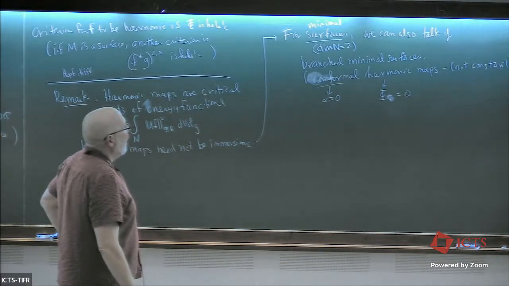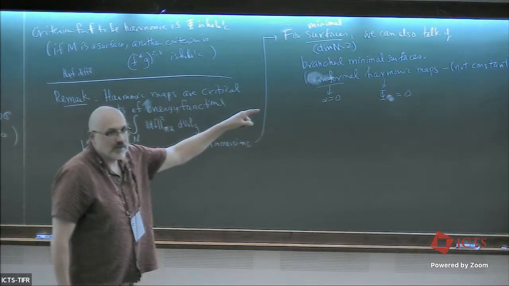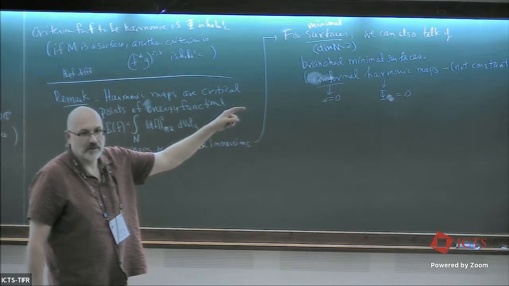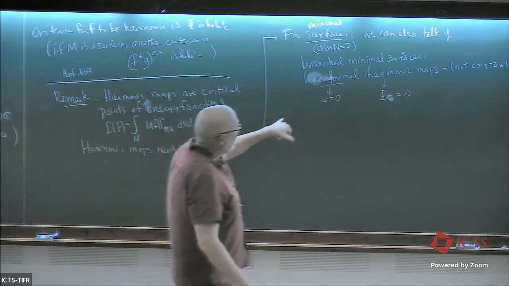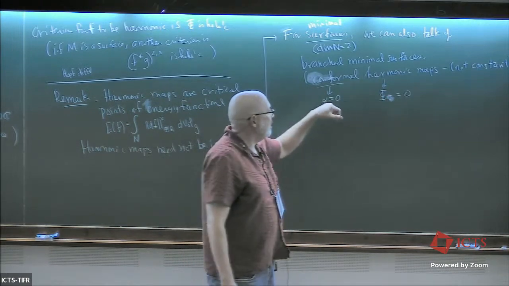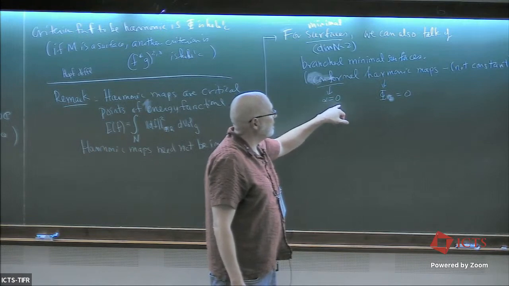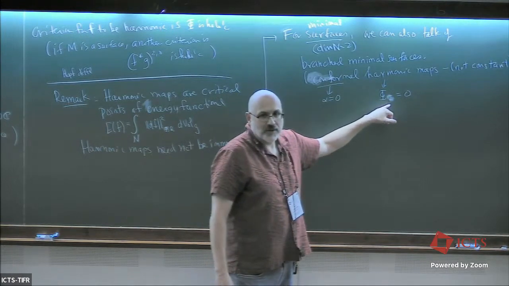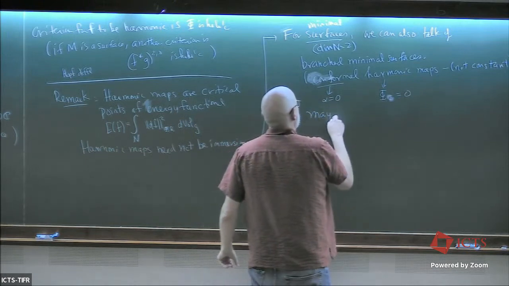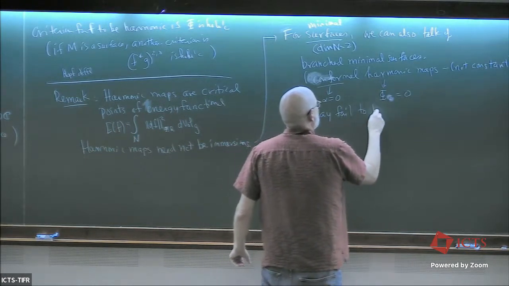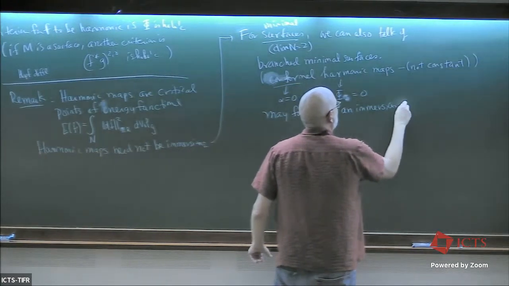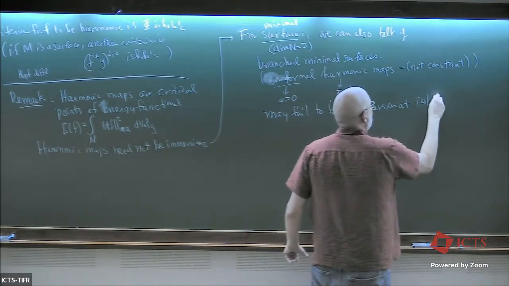And so these two conditions don't necessarily imply that the image is an immersion, that the map is an immersion. But everything is analytic in the background. And so if it's not constant, then it only fails to be an immersion at isolated points.